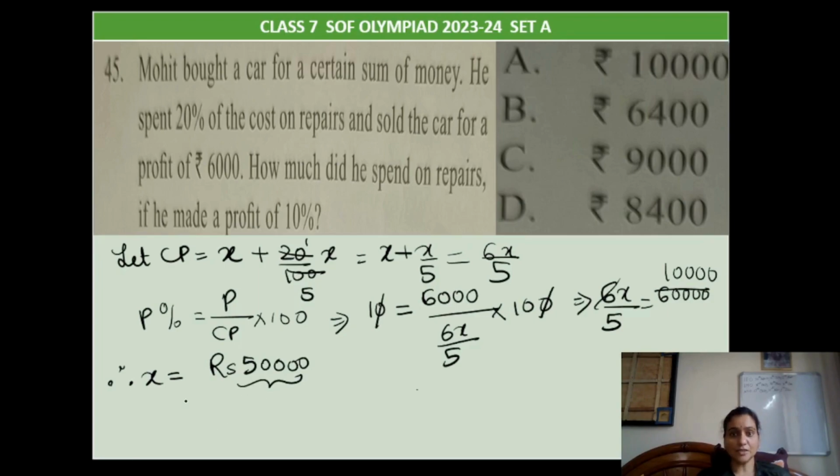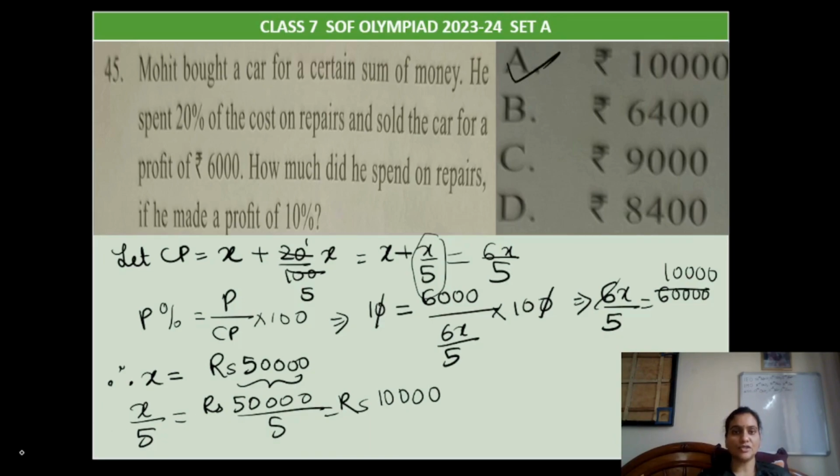Now it is not asking us the total cost price. It is asking us how much we spend on repairs. So on repairs, he is spending x by 5 amount. So x by 5 will be rupees 50,000 divided by 5, which is rupees 10,000. Clear? So option A is the correct answer for this question number 45.